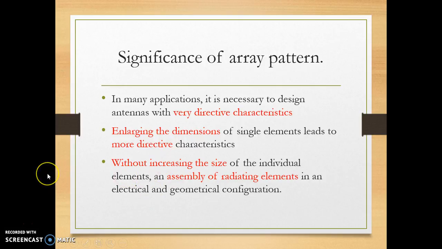Most of the time, for a single element, when we want to enhance the directivity, we need to increase the dimension of the element, because in practice we normally need a very directive characteristic of an antenna. So without increasing the size of individual element, an assembly of many radiating elements forming the array will help us to enhance the directive characteristic of the antenna.